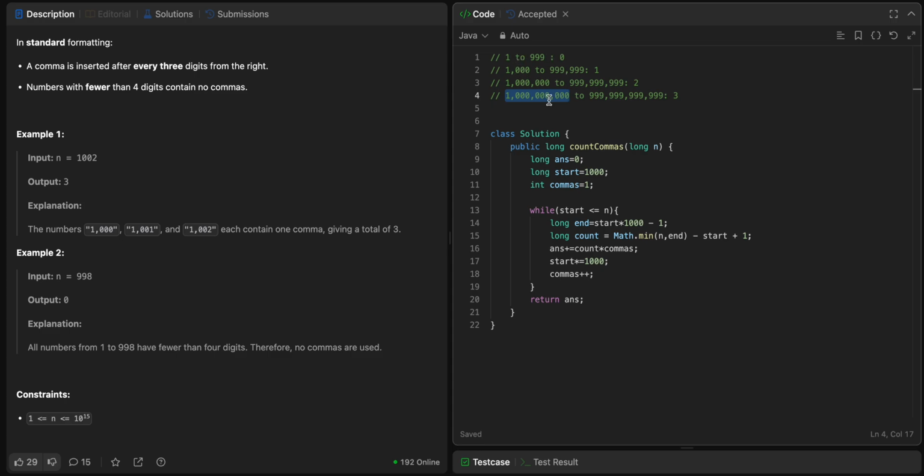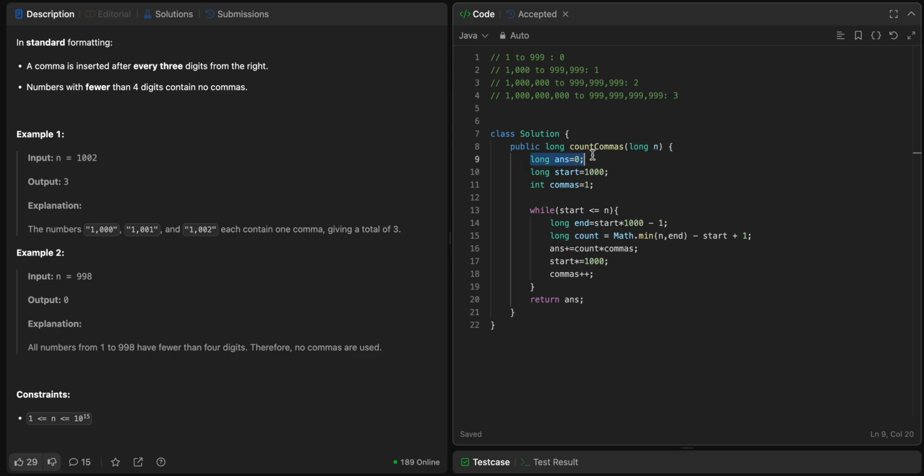So you can see there is a pattern. The starting value is 1000. For the next range, the starting value is 1000 times 1000. For the next, 1000 times 1000 times 1000. And what is the end value? This is basically the next start minus 1. And you see, with each range the comma count is increasing by 1, right? So now we have identified the pattern, then we'll solve it.